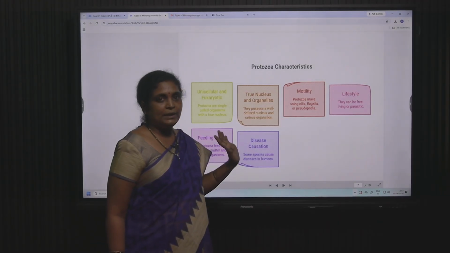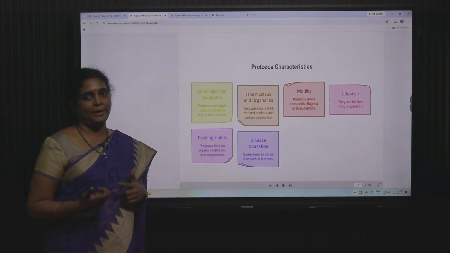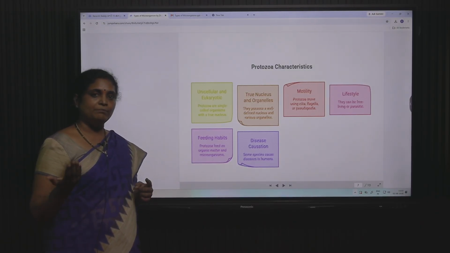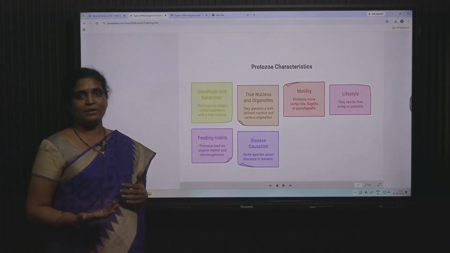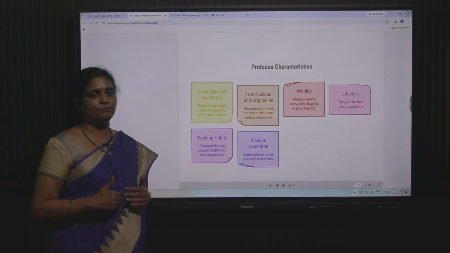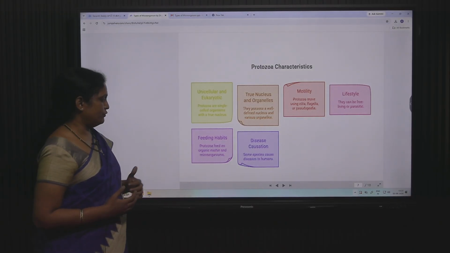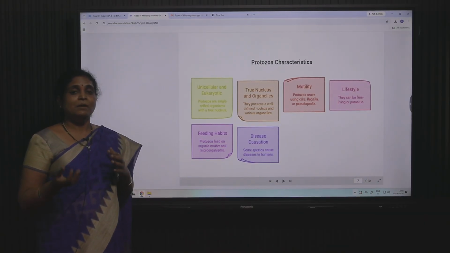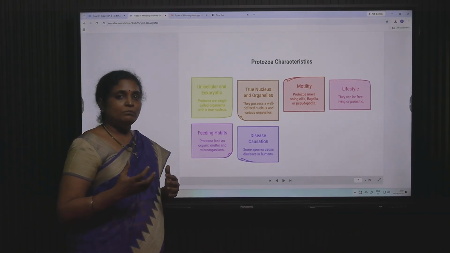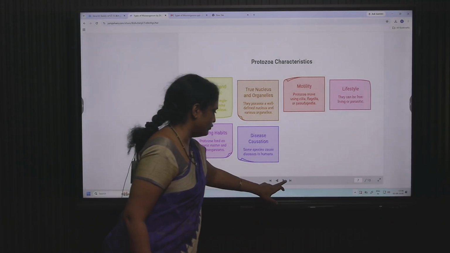And coming to motility, the protozoan's important characteristic feature is movement. They are able to move from one place to another, and they can be free living and parasitic organisms. They are also heterotrophic, they cannot synthesize their own food. They depend upon others for their food. And coming to feeding habits, protozoa feed on organic matter and microorganisms. Microorganisms means bacteria. Most protozoa feed on bacteria and consider bacteria as their food.